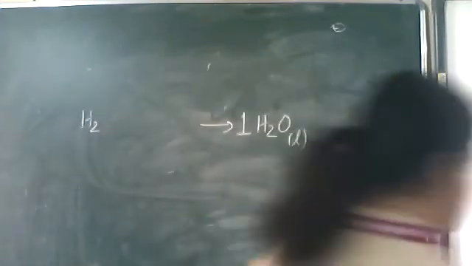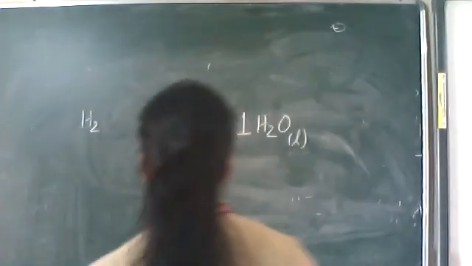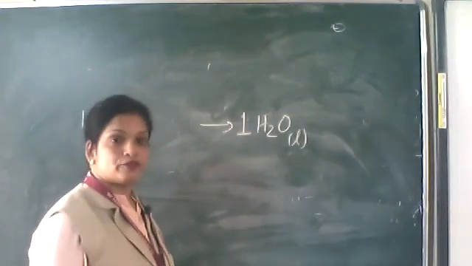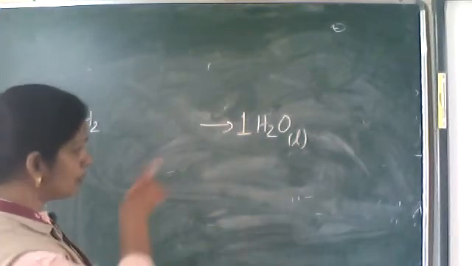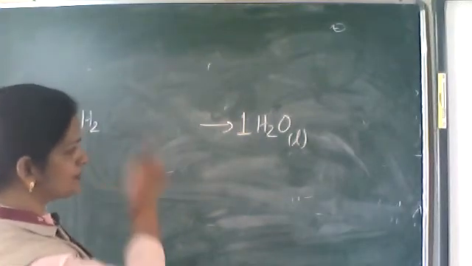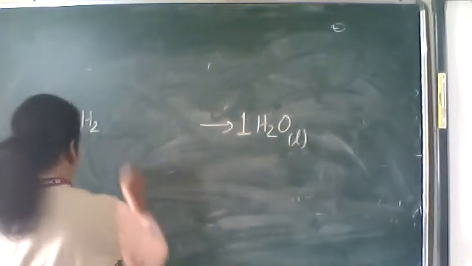Yes, 1 mole of H2O liquid is made from its constituent elements, that is hydrogen and oxygen. Only 1 mole is to be made. So accordingly, you adjust the number of moles here.